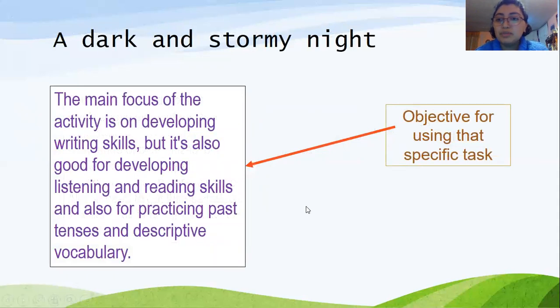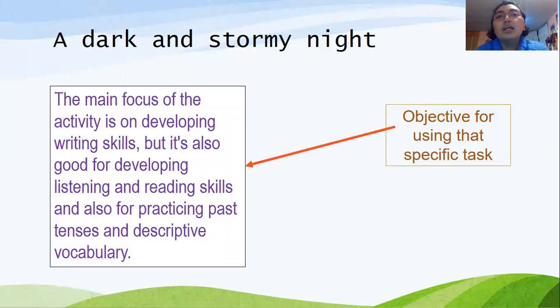Now, what is the objective for using this specific task? The author says that the main focus of the activity is on developing writing skills, but it's also good for developing listening and reading skills and also for practicing past tenses and descriptive vocabulary. So in this case, as we can see, the focus is not just on the skill of writing, which is the main one, but we can also have listening because they have to listen to our instructions, and reading because we can add at the end an activity where they read aloud, and also when they are passing the piece of paper, they are reading what their partners said.